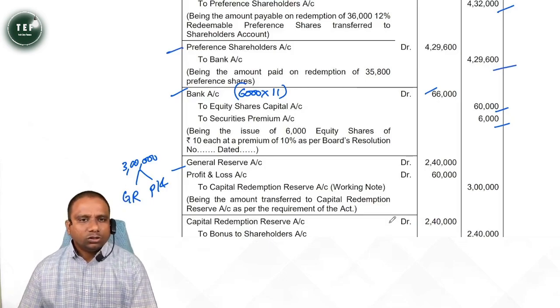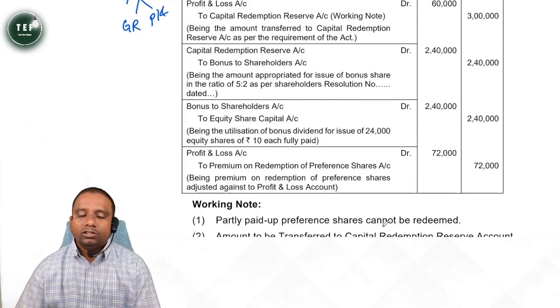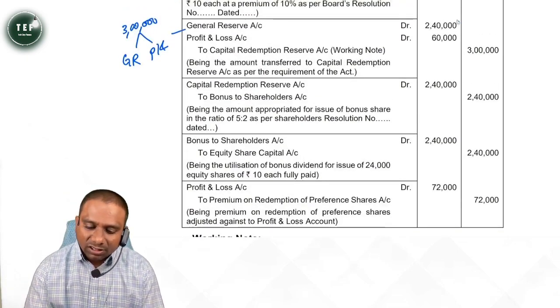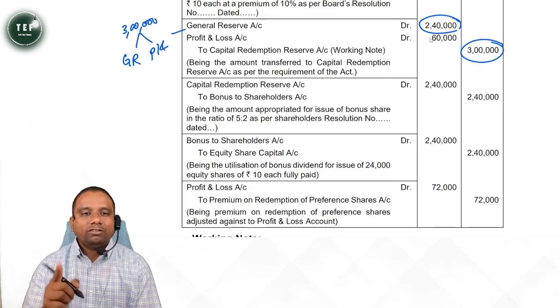After that, the bonus issue procedure. What is the first step? Calculate the bonus. How much amount do we have to pay? 2,40,000 rupees. What is the source? We have CRR. How much do we have in CRR? The total, sorry, just a minute. In CRR we have a balance of 3 lakhs. Out of 3 lakhs we use 2,40,000 rupees.